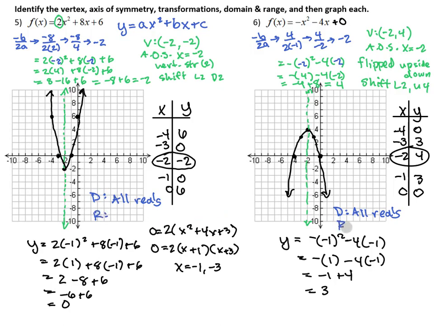But our range will be slightly different. So this graph does continue up, but this is the lowest point I can have. So it is allowed to equal -2, but it has to get bigger from there. So greater than or equal to -2. Whereas this graph is only continuing down forever, and it has a highest point or maximum. So here my range is that y has to be less than or equal to 4.